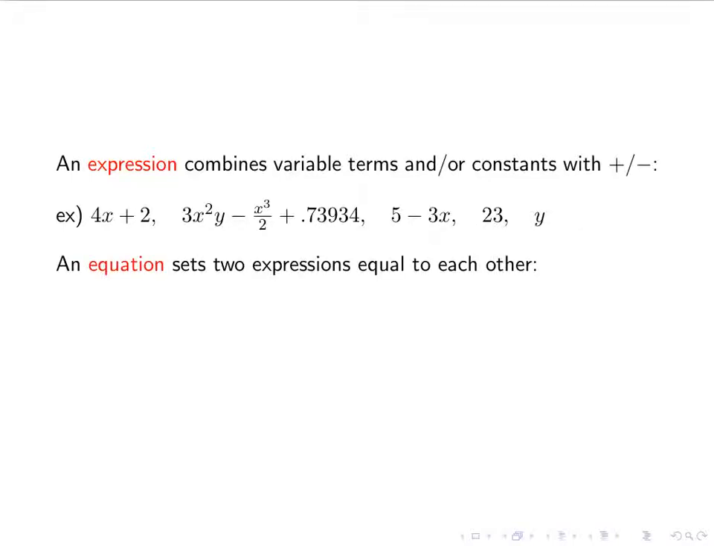Versus an equation. An equation is when you have two expressions equal to each other. So an equation must have an equal sign. Something as simple as x equals 4, or something more complicated, 36 squared plus 8 equals 4x minus 0.456y cubed. Or an equation you might see later on, C equals 2 pi r.